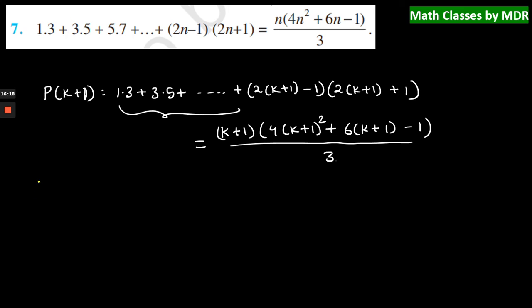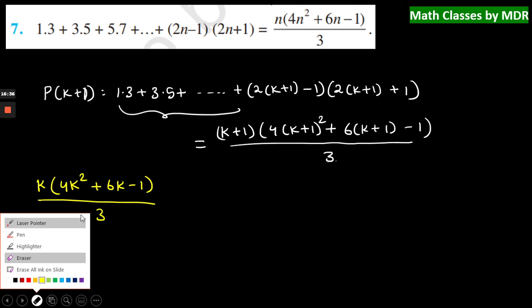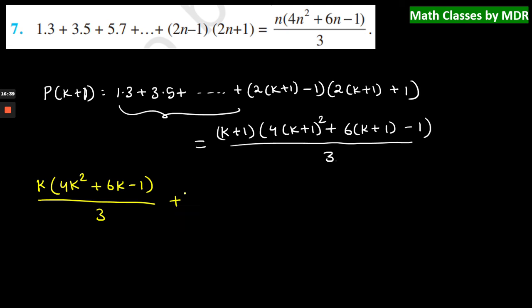So by taking that formula into consideration, I can write it as k into 4k square plus 6k minus 1 by 3, plus, so we have 2 into k plus 1 minus 1, 2k plus 2 minus 1. So I will write 2k plus 2 minus 1 is 1, 2k plus 2 plus 1, that is 2k plus 3. Right? So on simplifying this one, I have got it.